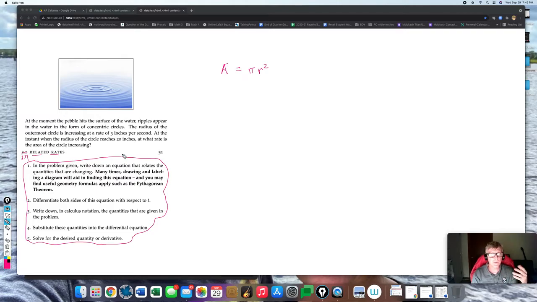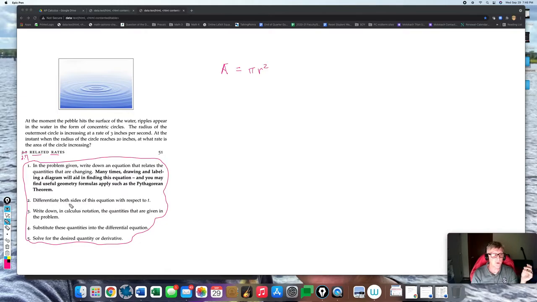So you're going to have to research, okay, how do I find the volume of a cone, or the surface area of a sphere, or the hypotenuse of a triangle? That might be the Pythagorean theorem, for example. So you might find that useful geometry formulas apply in situations like this. But keep in mind that not everything's about a circle.